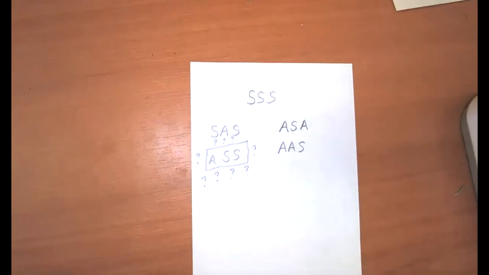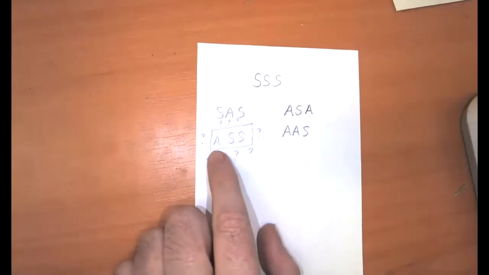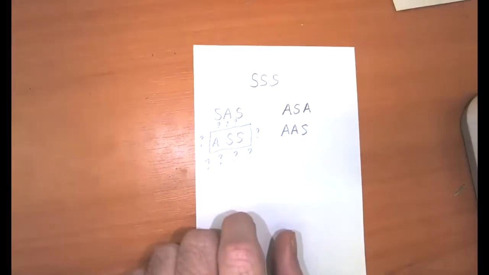who says, is there an ASS theorem as well? Because what if we do have 2 sides and an angle that's not between them? Is that enough information to guarantee that 2 triangles are congruent? And the answer is no. The ASS theorem does not exist, not because that's a bad word, but because it's not true.